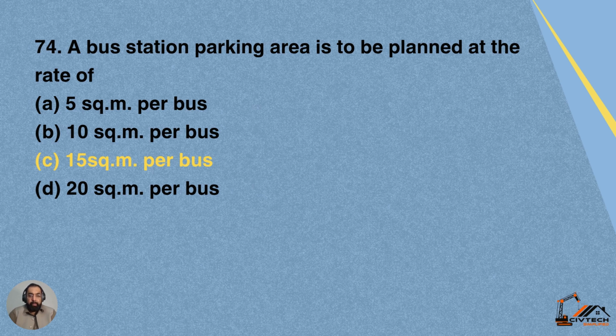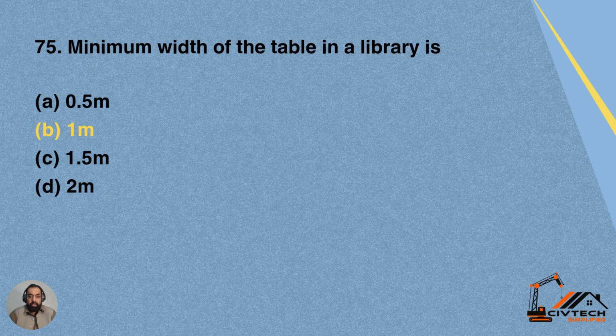Then we have question 74. A bus station parking area is to be planned at the rate of number A, 5 square meter per bus, 10 square meter per bus, 15 square meter per bus, and 20 square meter per bus. A bus station parking area should be planned in such a way that 15 square meter space should be designed for parking of one bus. So option C is correct for this question.